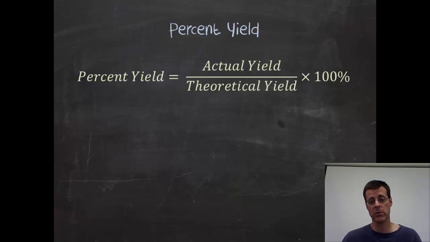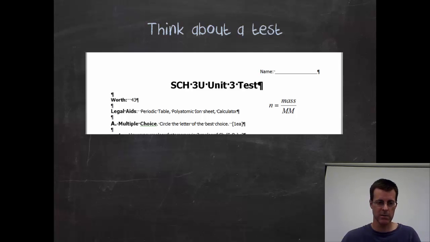Percent yield is the actual yield divided by theoretical yield times 100. Now before you get another formula you have to remember, think about a test for a minute. When you get a test, you'll notice that it tells you what it's out of. That's the theoretical amount you could get. If everything went perfect, you could get 43. But let's say you actually get 38. What do you do with that when it comes back?